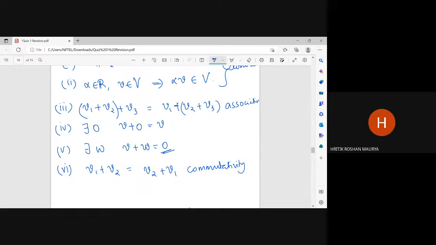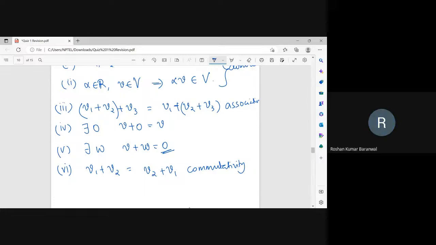Can we get any question that follows everything but not associativity? That's a little difficult to construct right now. Maybe if I think of something, I'll put it on the forum.